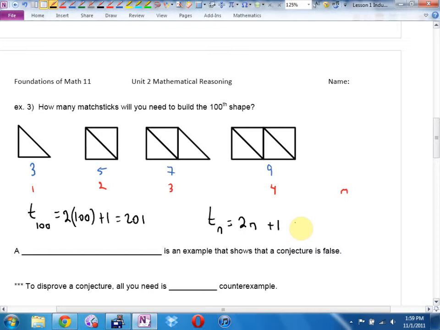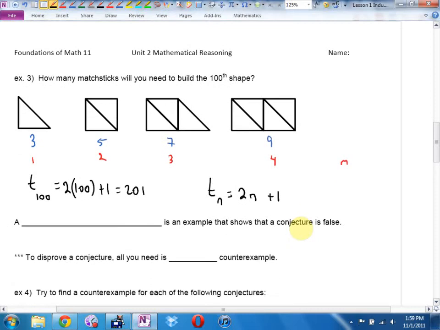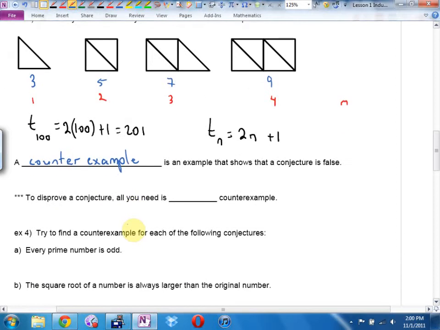I said it was very, very tough to prove a conjecture. It is. But Sydney, it's very easy to disprove a conjecture. All you need is one thing: a counterexample. A counterexample is an example that shows that a conjecture is false. If you can find one exception to your rule, it's not a rule. You need to revise or modify the conjecture.